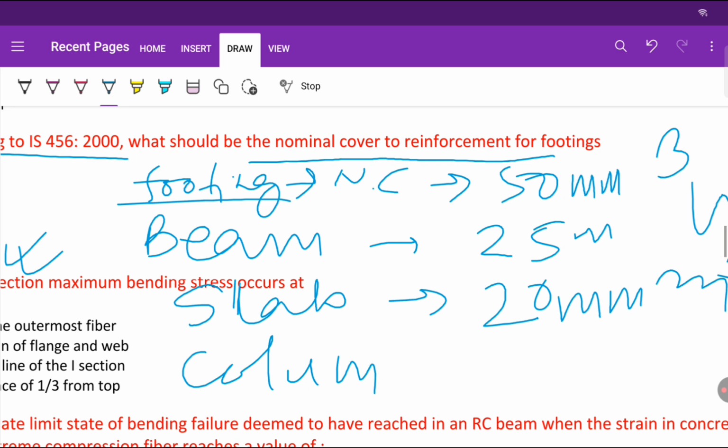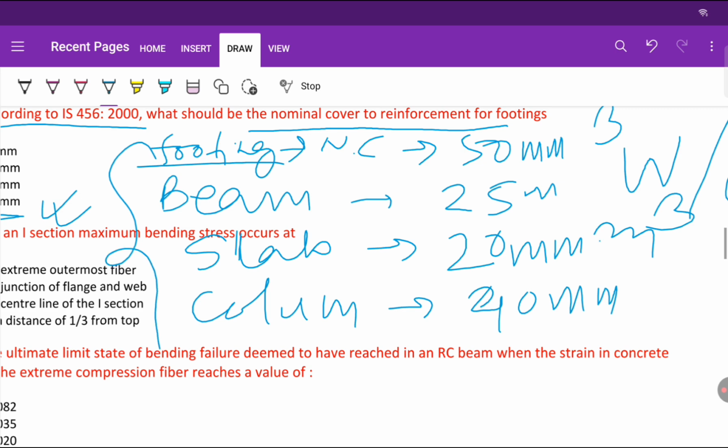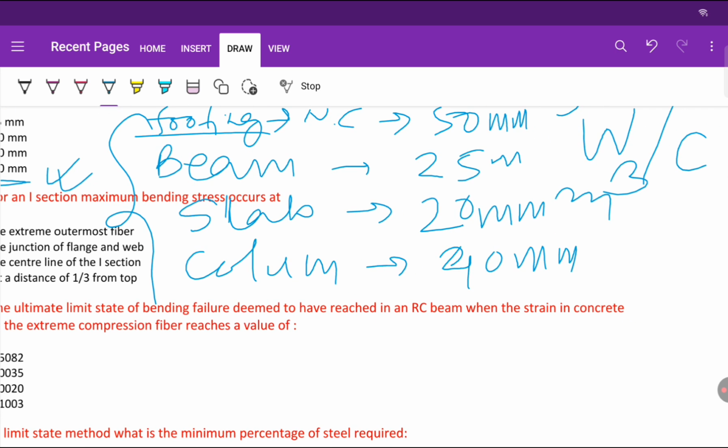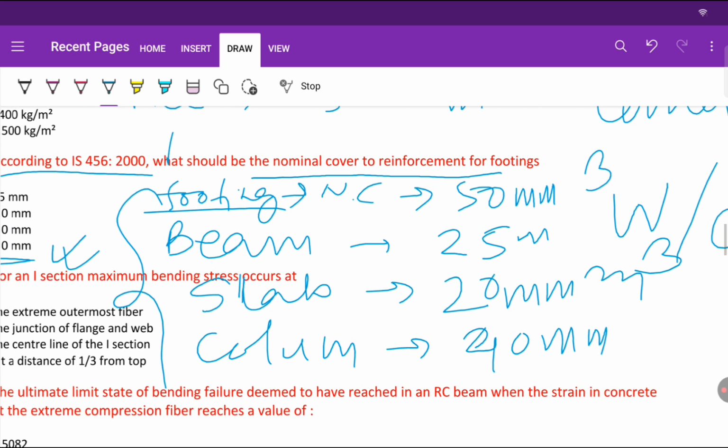For columns, 40 mm. Okay, very important. For what condition? Mild exposure condition. Okay, for mild exposure condition, remember.